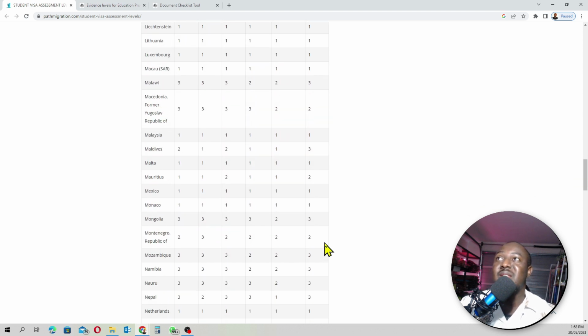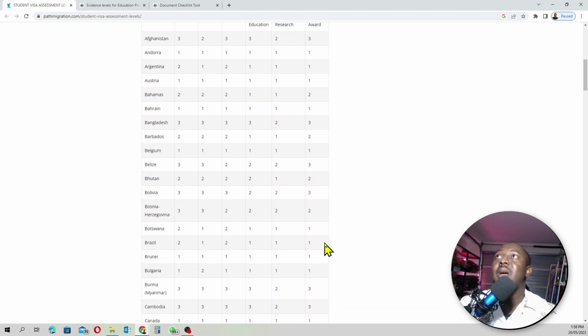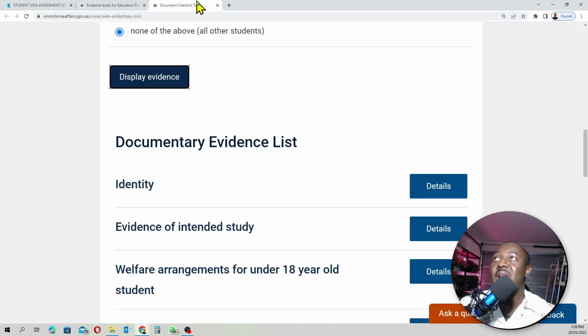All right, so I'm going to end it here, guys. So basically, if you want to come and study in Australia, just know the sort of country you're coming from and your assessment level. This is really important. It will show you how easy it's going to be for you to get your visa granted, or how difficult it's going to be. Australia might see you as a high risk or as a low risk based on the sort of country you're coming from and also the sort of institution you are applying to study in.